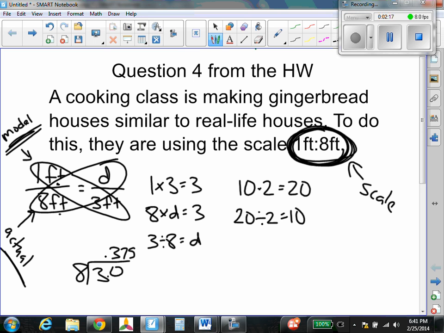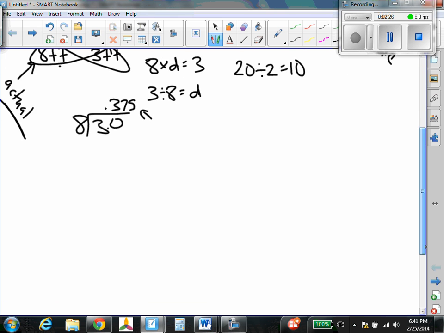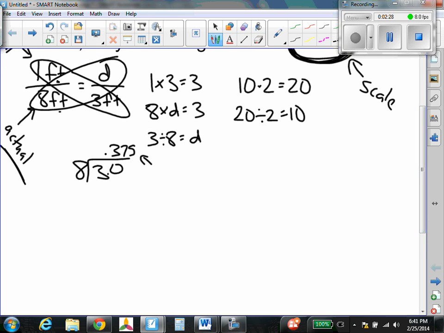Now you've found, the question says, how big would the gingerbread sidewalk be? Here's how big the gingerbread sidewalk would be. So D, I'm going to scroll down here, right? D, in this case, if I were to rewrite this, and you know what, I'm going to go back, erase this, write in a different color so it's easier to see. 1 foot is to 8 feet equals 0.375 feet over 3 feet.